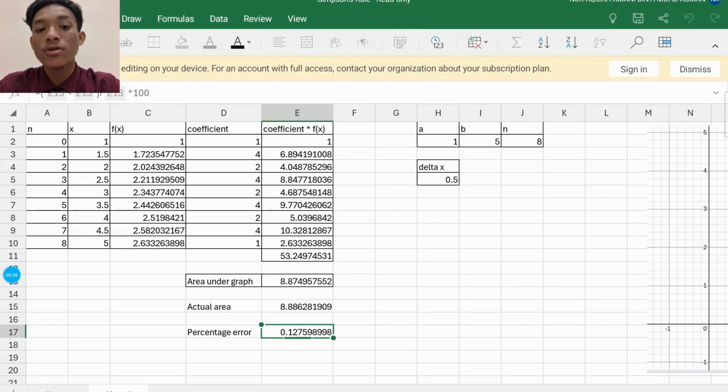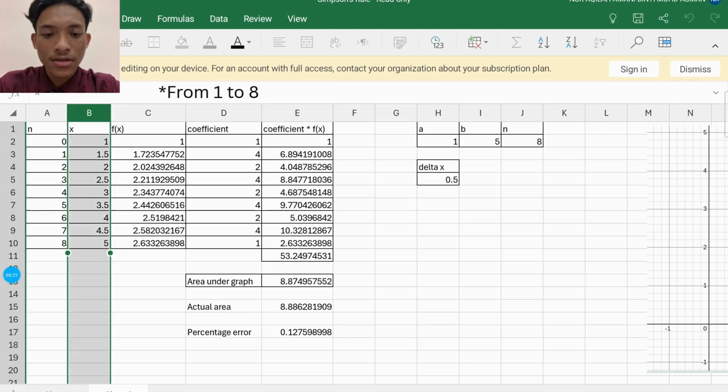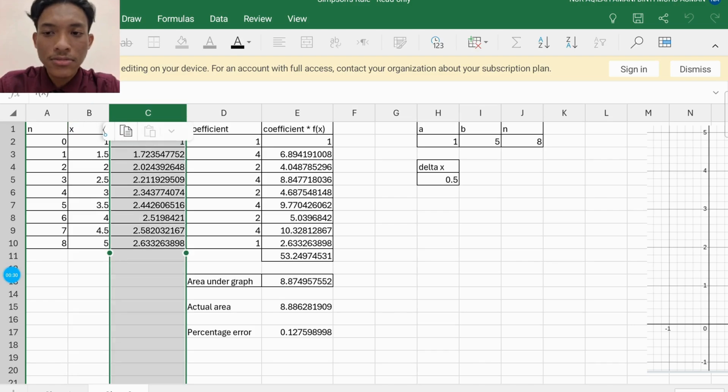For 8 subintervals, we also need to calculate the width, which is b minus a divided by n, and we get delta x, which is 1 over 2 or 0.5. In column A, we list down all the subintervals, which is n, from 1 to 4. For column B, we list down the sequence of values for the subintervals, which is x, starting from 1 to 5. And for column C, we label it fx, calculated by using the equation from the question.